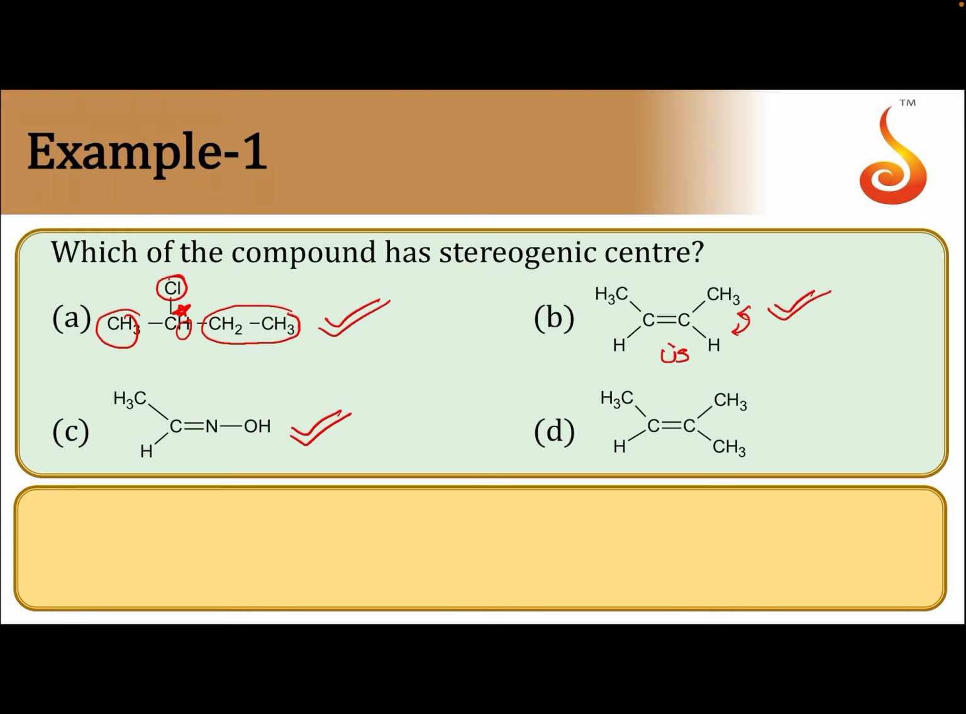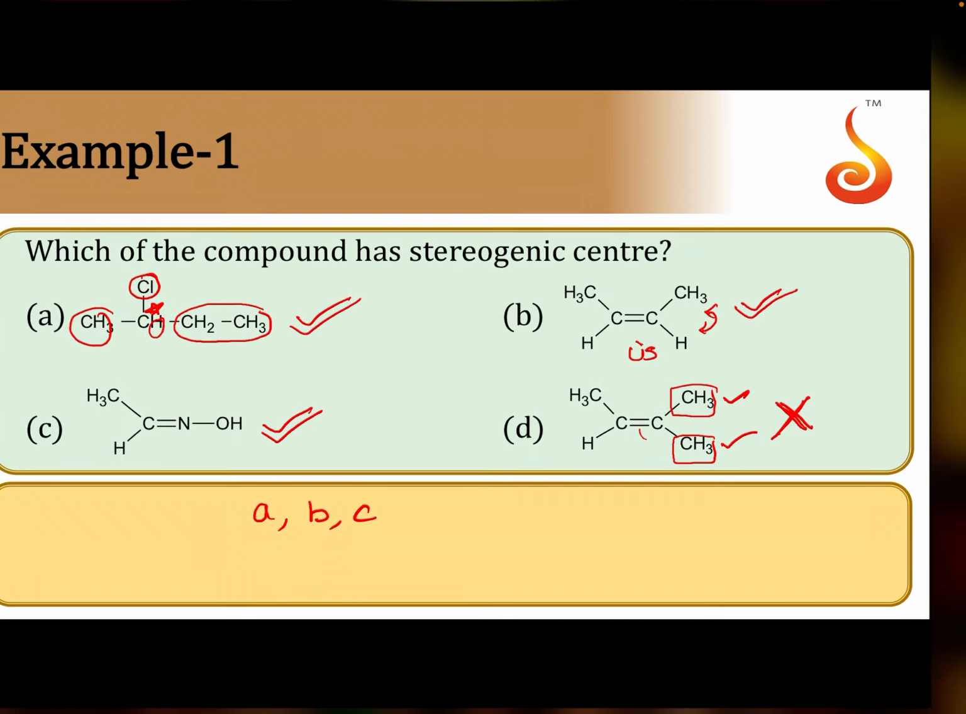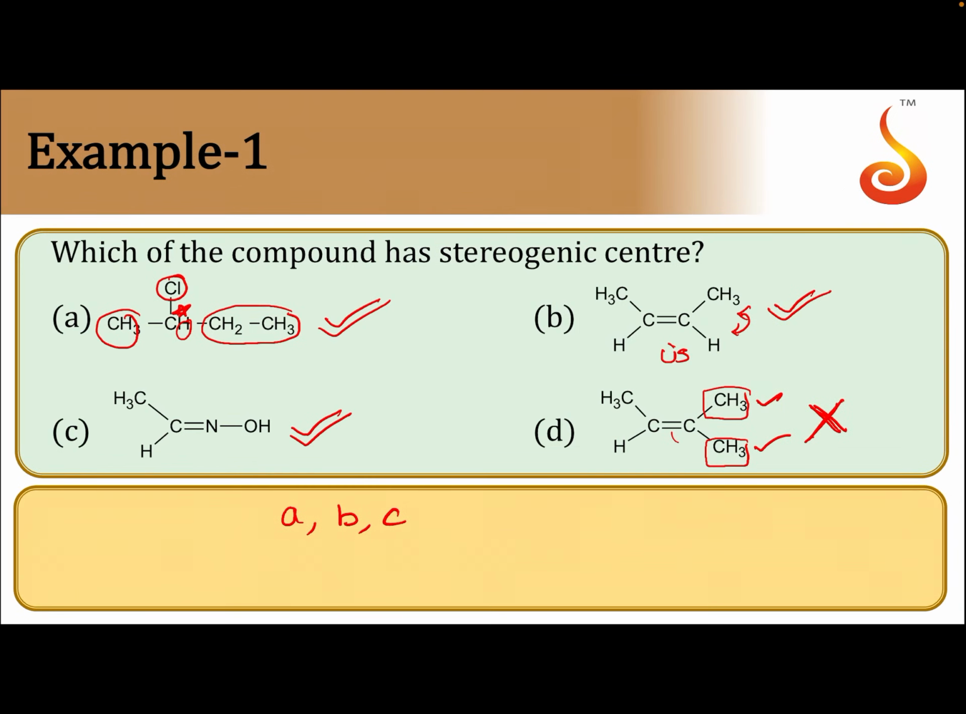Coming to D. Here in D, there is an sp2 hybridized carbon. But geometrical isomerism is possible only if the groups attached to the carbon atom are different. If any single sp2 hybridized carbon, out of the two sp2 hybridized carbon atoms, has similar groups, then there is no chance of geometrical isomerism. So the compounds with a stereogenic center are A, B and C. D has no stereogenic center because similar groups are on the sp2 hybridized carbon atom.